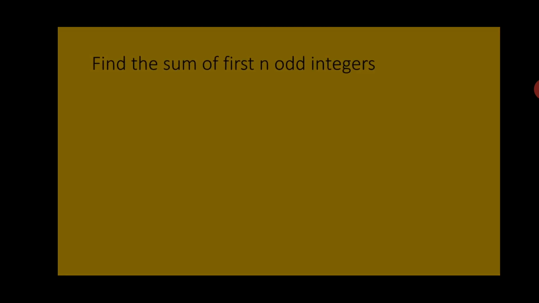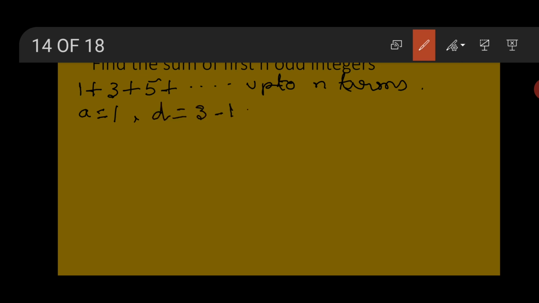Next, one problem is given. Find the sum of first n odd integers. Do it yourself. Sum of first n odd integers. What are odd integers? 1 plus 3 plus 5, and so on, up to n terms. So what is a here? a means the first term. It is 1, and the common difference d is given by a2 minus a1, which is equal to 3 minus 1, which is equal to 2.